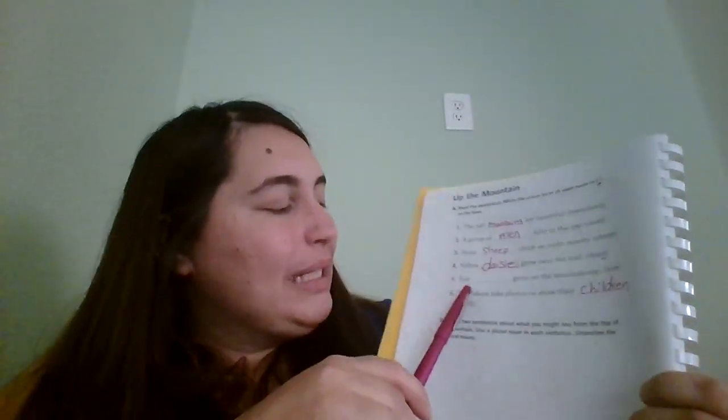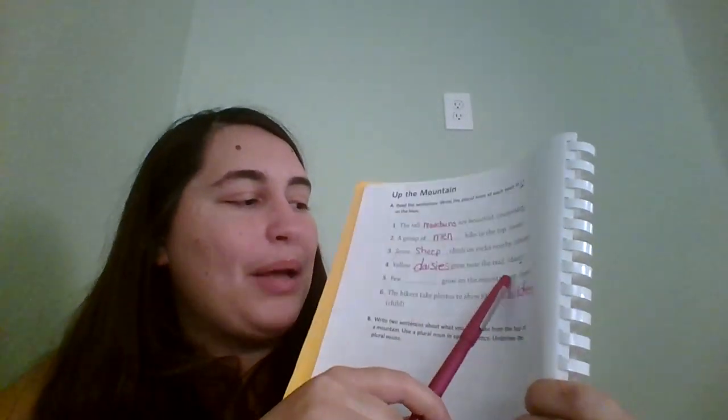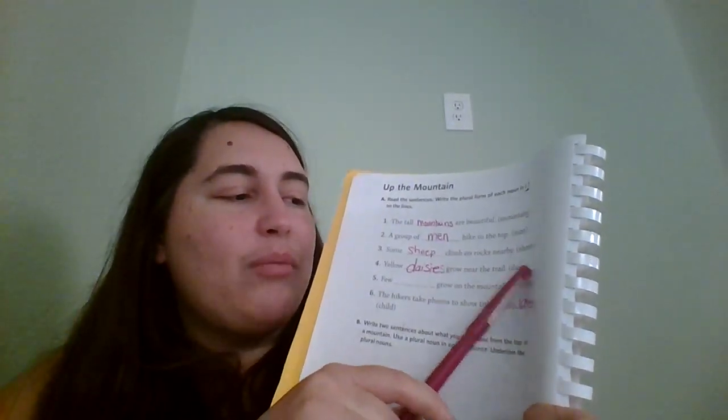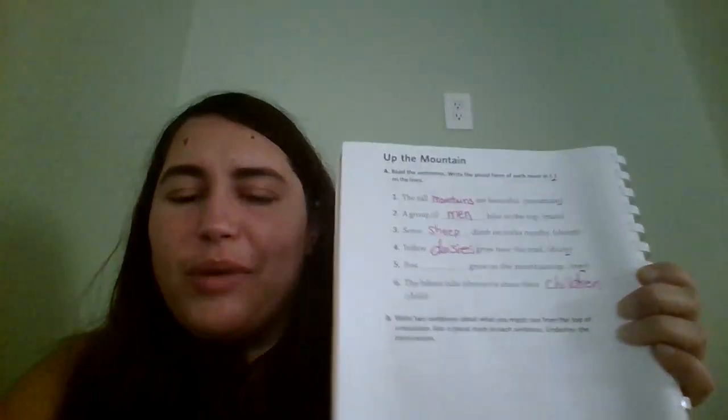All right, to go back to number 5, because I accidentally skipped that, we're going to see this one. It says, few blank grow on the mountain top. The word is tree. If I have more than one, I have one tree in my yard, but most of us don't have just one tree. We're going to say, oh, look at all the trees. And we need to think, do we want to add an S, ES, or IES? Let's look at the ending of tree. Well, there's 2 E's in a row. Should we add another E? No, so we're just going to add an S. So tree becomes trees. Few trees grow on the mountaintop.